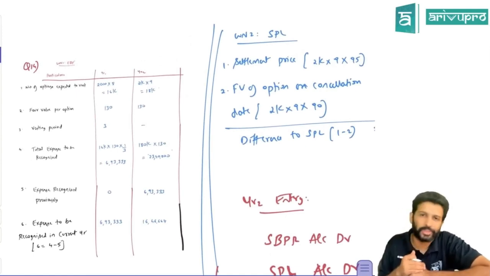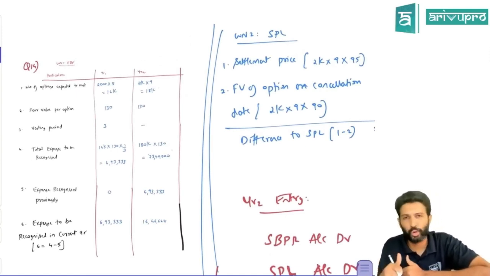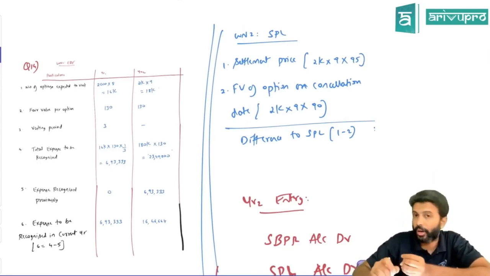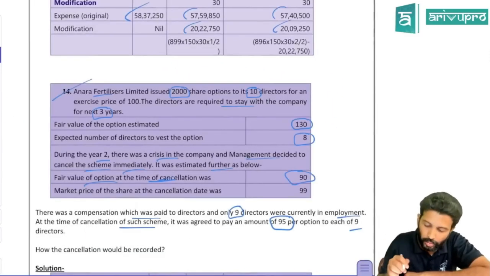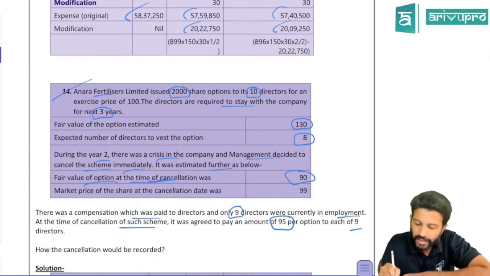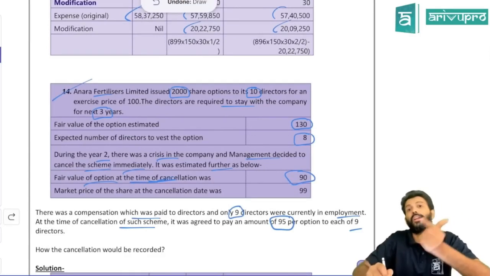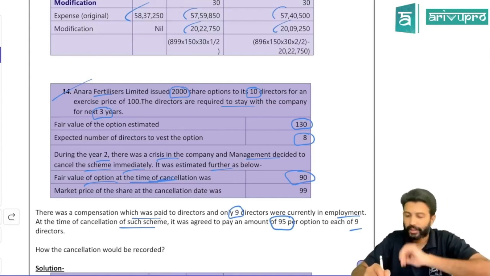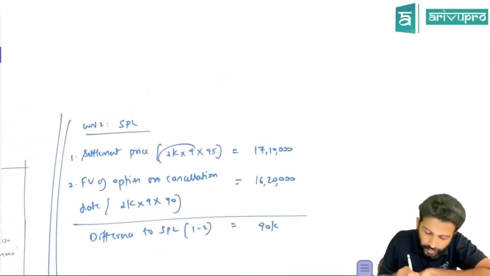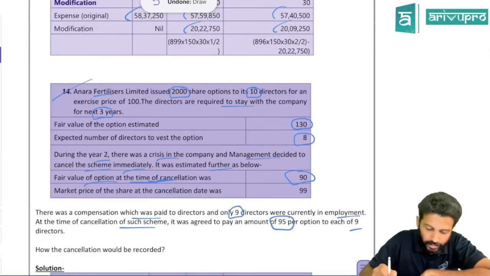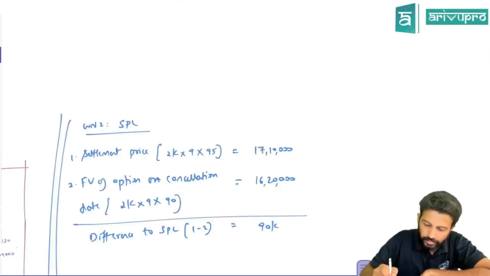Since you have done some settlement, you have to see whether there is any gain or loss on settlement. For this, you find out the fair value on the settlement date. On the cancellation date, what was the fair value of the option? The fair value of the option on the cancellation date is 90, meaning the loss on one share was 90. And how many options are there? 2,000 options to each of the 9 directors. Each of them can buy 2,000 shares, and the fair value of one option on the cancellation date was 90.